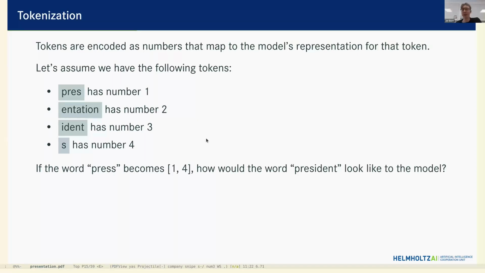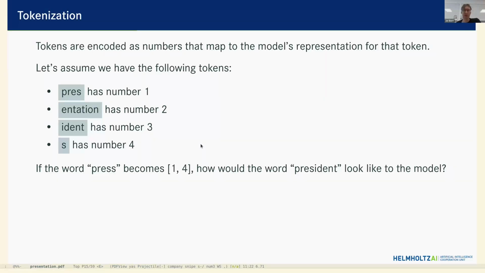And now we can start to build words from them. So the word press, like to press the verb, or the news agency, would become the numbers 1 and 4, because the token press has number 1 and the token S has number 4. So by combining the two, we can make the word press.